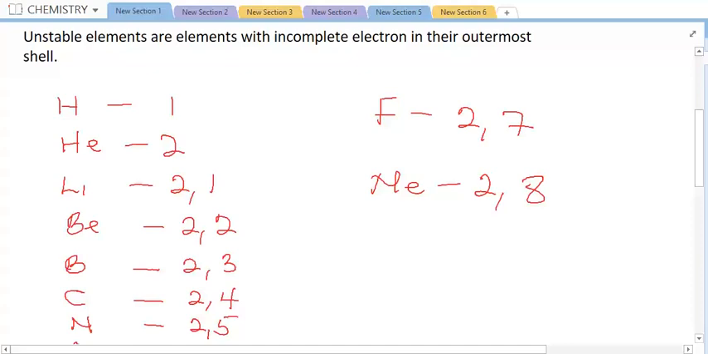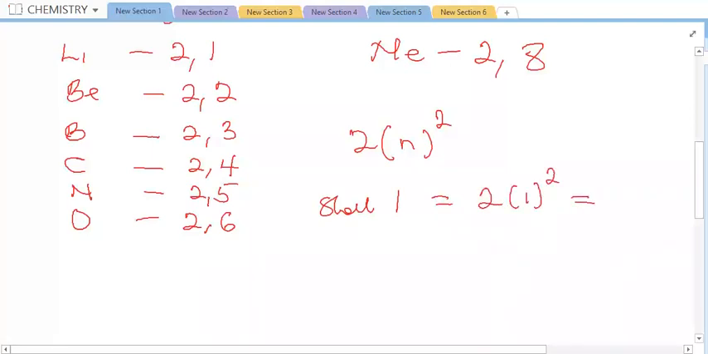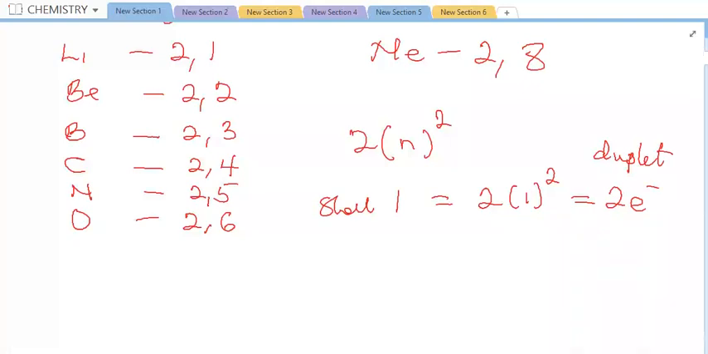The number of electrons in each shell is given by 2n squared, where n is the number of the shell. So in shell 1, for instance, the number of electrons will be 2 times 1 squared. That will give me 2 electrons. And this is what we call duplet stability. And only helium is stable with 2 electrons. Others are stable with 8, which is octet stability.